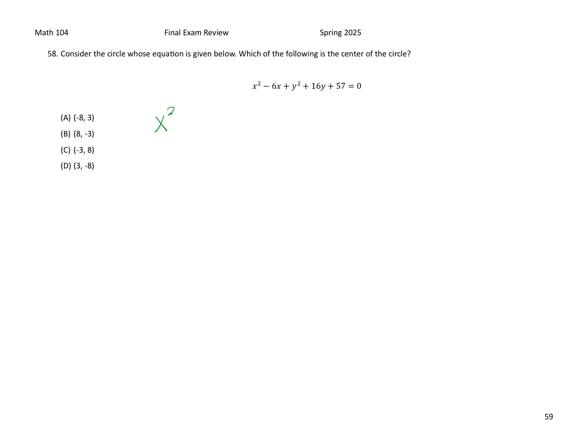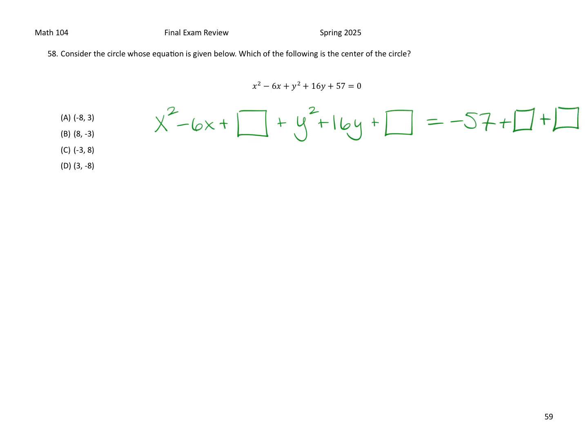So I'm going to do x squared minus 6x plus something, I'm going to complete the square on the x's, plus y squared plus 16y plus something to complete the square on the y's, equals negative 57. So I'm going to move the 57 over, and whatever I added to the left, I have to also add to the right. Whatever I add here and here also needs to be added to the right-hand side of the equation.